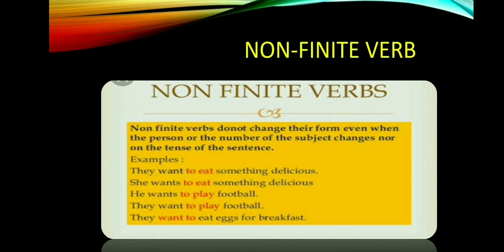Students, can you find out the finite verb in these two sentences? Very easily. Yes. Want and wants. These are finite verbs because they change when we change the number of subject. They is plural, so want is used. He is singular, so wants is used. So keep in mind that when the verb does not change according to number or tense, it is non-finite. When the verb changes according to number or tense, it is finite.